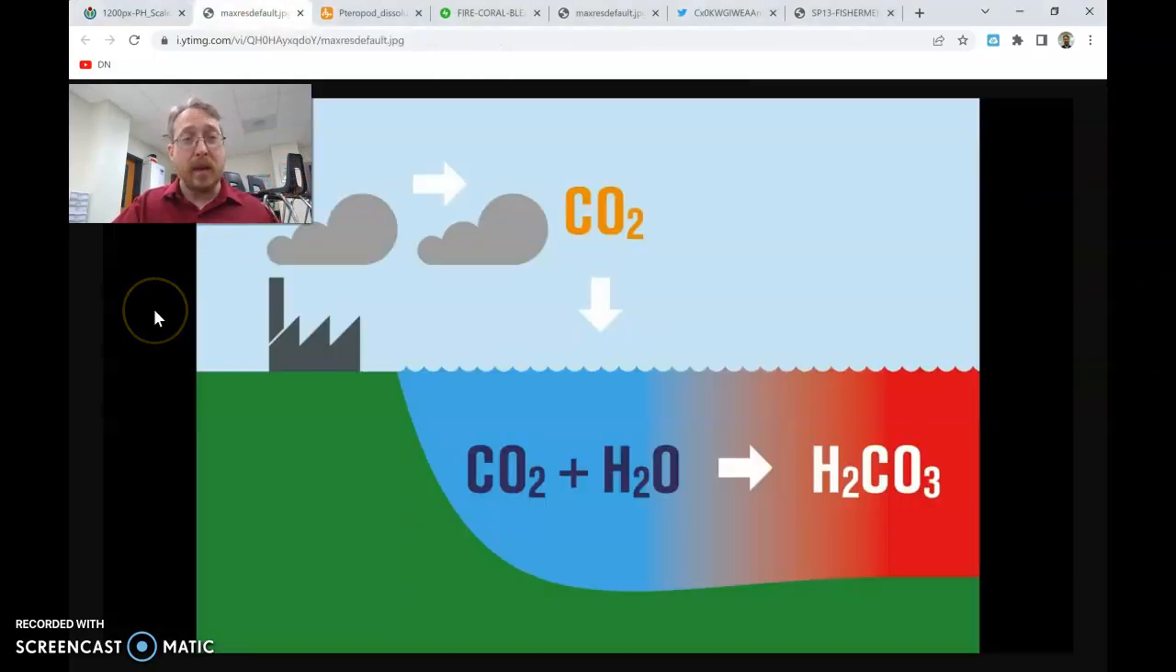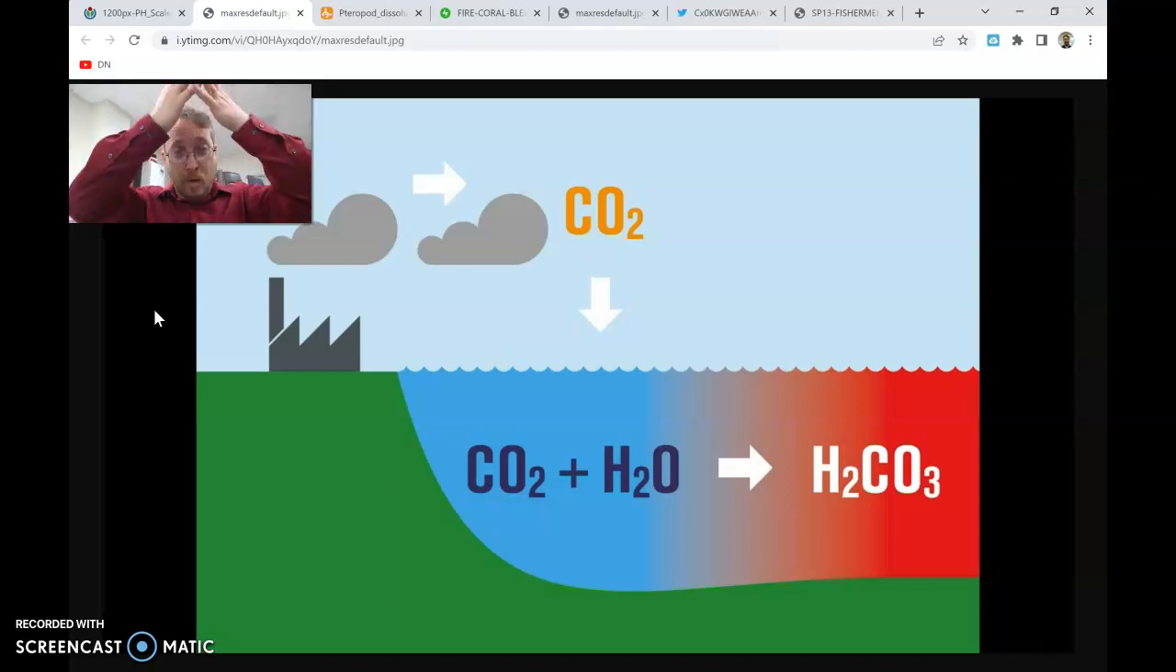Now, this is happening because carbon dioxide diffuses into the ocean. If there's a lot of carbon dioxide in the atmosphere, then it will diffuse into the ocean. And if there's a lot of carbon dioxide in the ocean, it will diffuse out of the ocean into the atmosphere. And the complication is that when carbon dioxide dissolves into water, it becomes carbonic acid. So the carbon dioxide becomes an acid when it's in water.